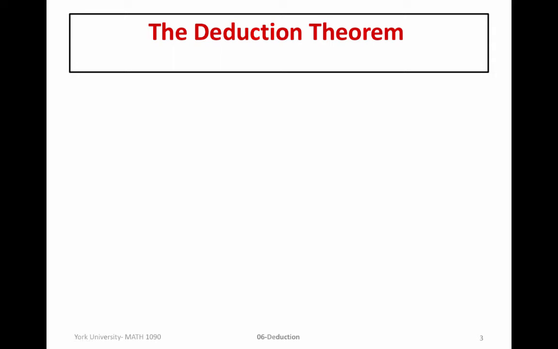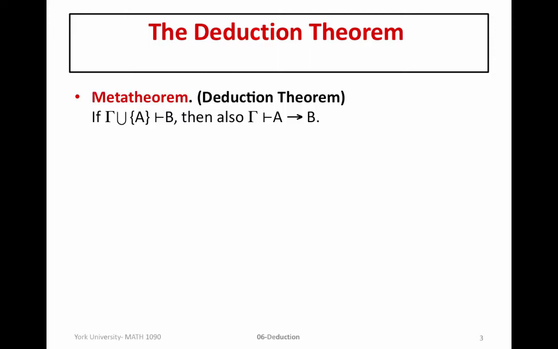So the deduction theorem, as I mentioned, is a meta-theorem, but since it's so strong and so valuable, it's nicknamed a theorem simply because we use it all of the time to help us prove theorems within logic. So here's what the deduction theorem says. It says that if we have our assumptions gamma and we have an additional assumption A, and we know that these assumptions or hypotheses prove B, then we can conclude that gamma by itself proves the implication A implies B.